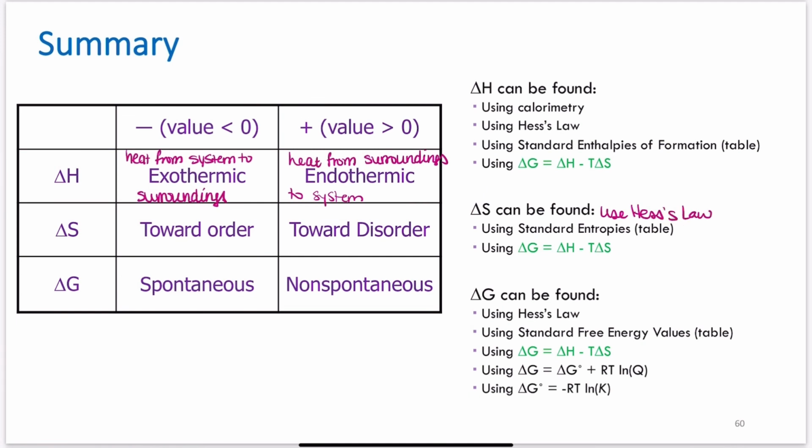Standard free energy values from the table. Delta G equals delta H minus T delta S. Delta G equals delta G naught plus RT ln of Q, and delta G naught equals negative RT ln of K. Again, on this, you can memorize whatever you'd like. I only have these two equations actually memorized, and then I can use Hess's law appropriately, I can use calorimetry appropriately, the tables appropriately, and I can derive delta G naught equals negative RT ln of K very, very quickly, knowing that if I'm at equilibrium, Q equals K, and delta G has to equal 0.